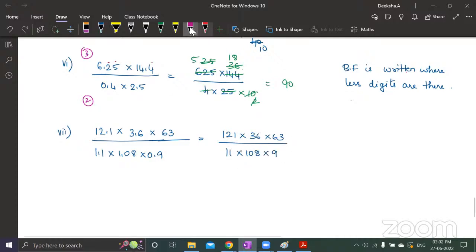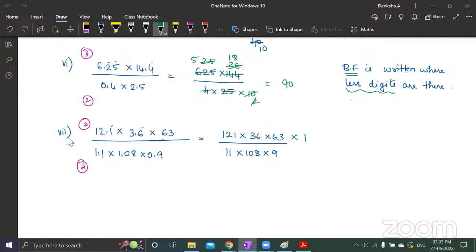Now count the number of decimal digits in the numerator and in the denominator separately. Here I have 1 and 2. Only 2 digits are there after the decimal point in the numerator. In the denominator, I have 1, 2, 3, 4. 4 digits are there. Okay. 2 digits in the numerator, 4 digits in the denominator after the decimal point. Where should I write the balancing factor? Wherever fewer digits are there. Fewer digits are there in the numerator. So I will multiply here.